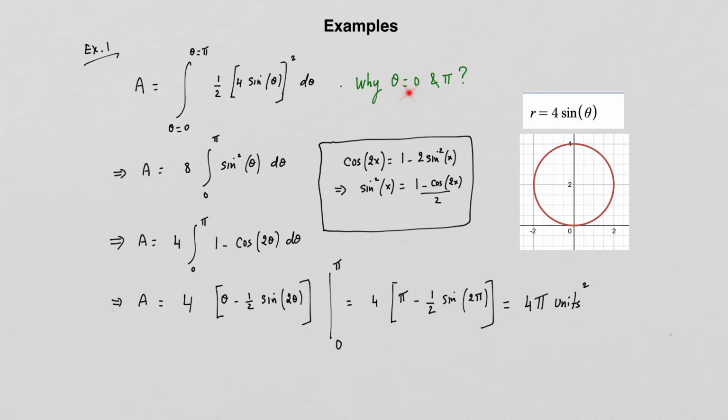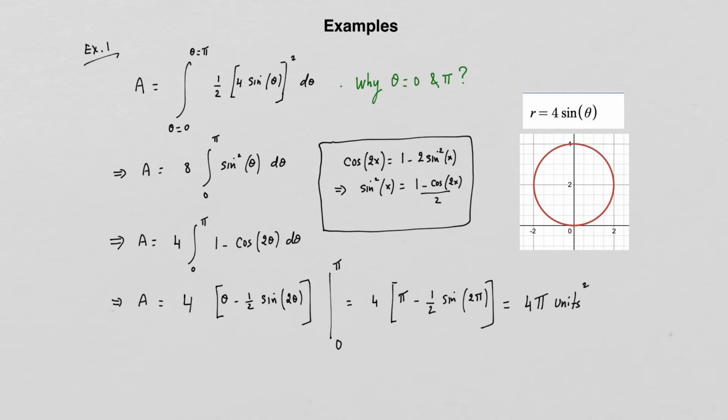Now, why is it that we have to go from 0 to pi? If you go from 0 to 2 pi, by the way, you're going to get 8 pi, which is twice the area under consideration. So that's one thing to keep in mind. Just because you see a circle, it doesn't mean you go from 0 to 2 pi, because this is not centered at (0, 0).